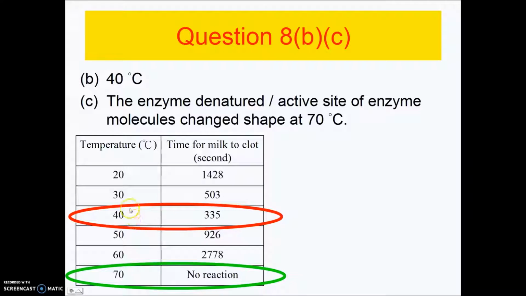So can I make it 30 to 40 degrees Celsius? No, because in this table we have 20 degrees Celsius, 30 degrees Celsius, but do not have 31, 32, 33 degrees Celsius. So we cannot guess. We can only use the table. And also part C: at 70 degrees Celsius, there is no reaction because the enzymes are denatured, or you can say that the active site of the enzyme molecules changes shape.